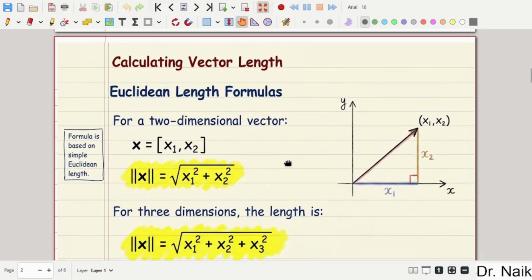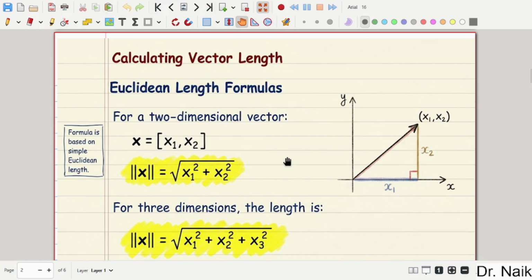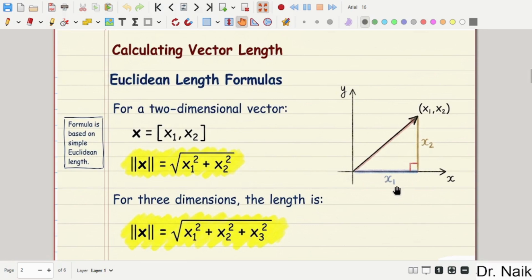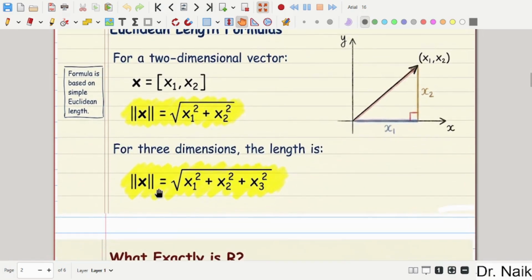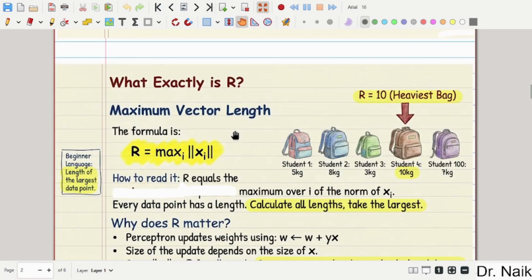Now calculate the weight vector. The weight vector's length is calculated by the Euclidean length formula. For a two-dimensional vector, where x is a column vector with entries x1 and x2, the norm of x is equal to the square root of x1 square plus x2 square. For 3 dimensions, the norm of x is equal to the square root of x1 square plus x2 square plus x3 square.